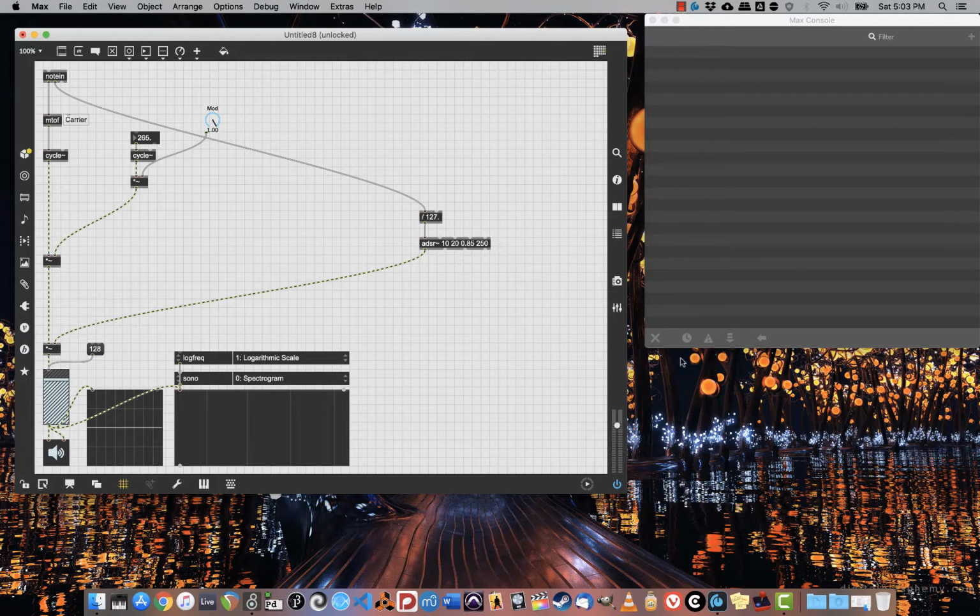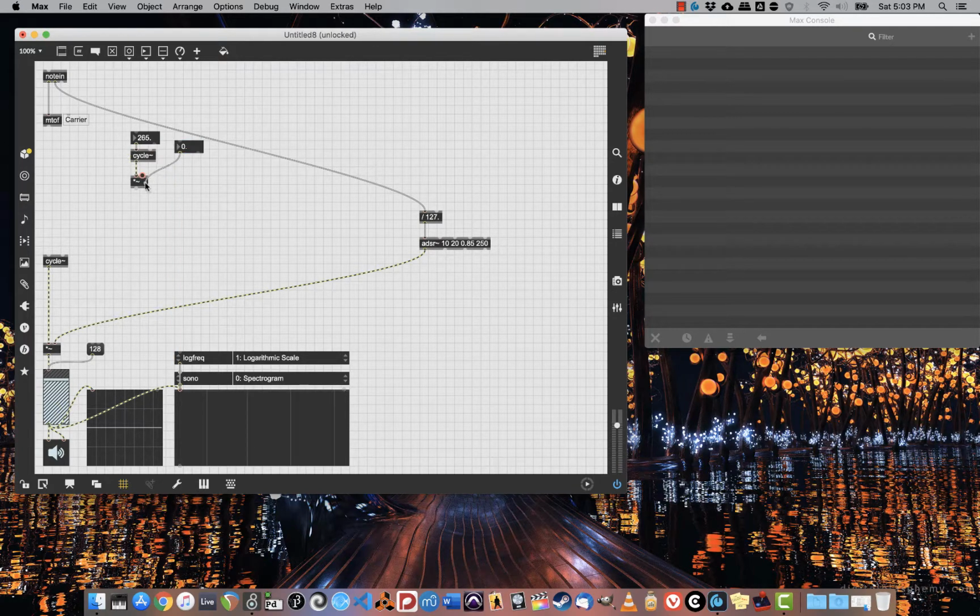Let's do it. So, we need to make a couple of adjustments here. First and foremost, I'm going to take this cycle down here, and I'm going to delete that. I'm going to connect this directly to the ADSR envelope. Now, we're going to do a couple of changes. First and foremost, I'm going to get rid of that. That's cool, and we're going to duplicate that.